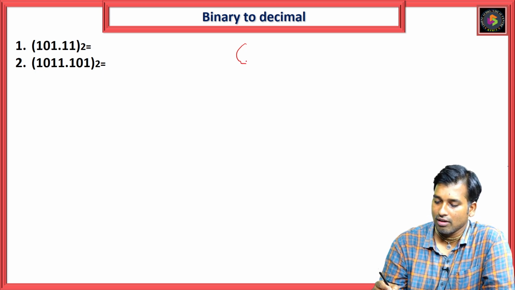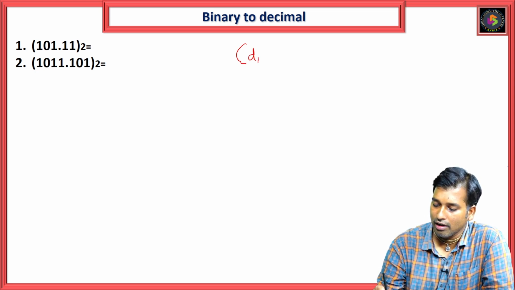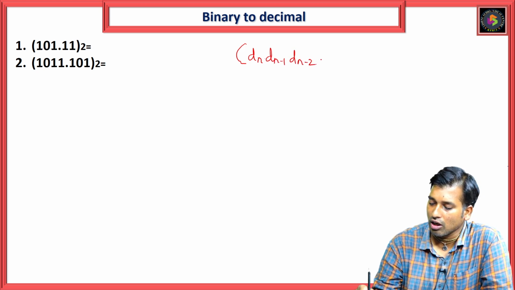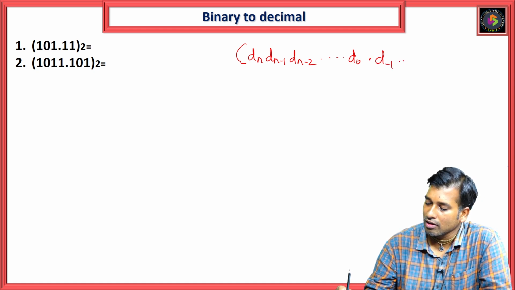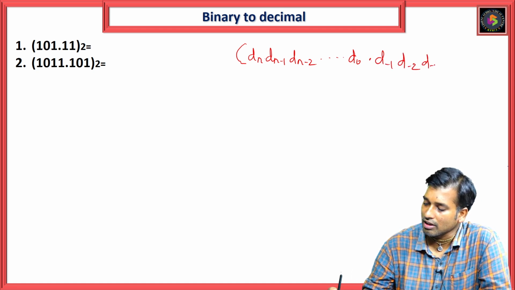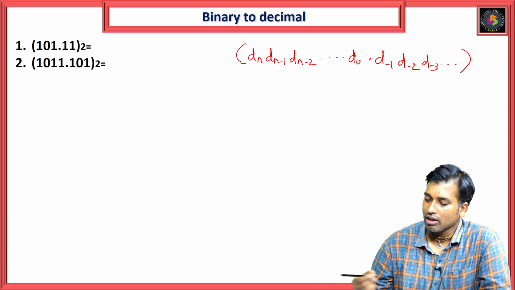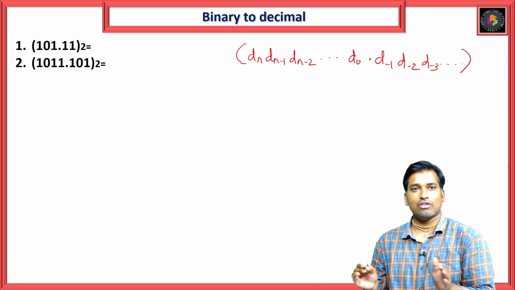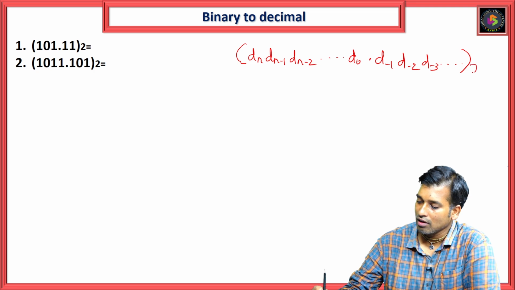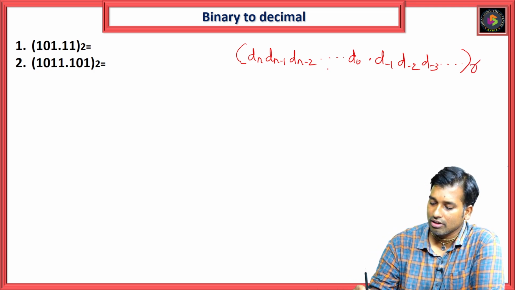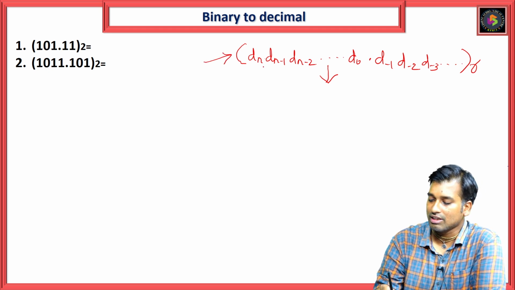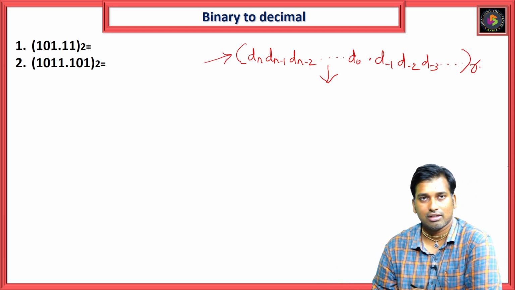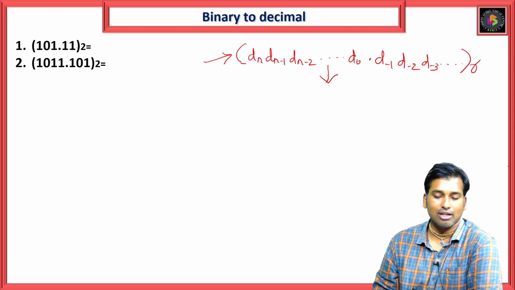Let us take a number dn, dn minus 1, dn minus 2 up to d0, point d minus 1, d minus 2, d minus 3 and so on. Let us think that this is of radix r. So how to convert it into a decimal number system? This is any number system. So these are the digits and this is the base r.